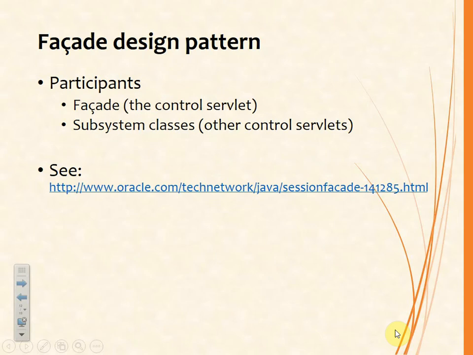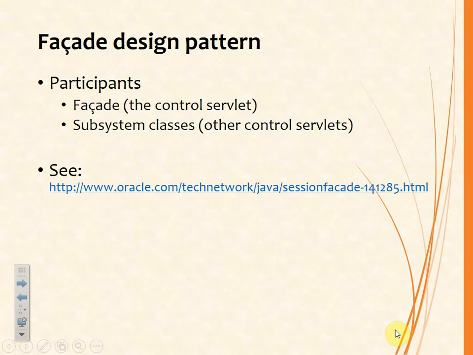Not too many participants in this pattern. We have just the facade, and we have subsystems. Now I've got here the control servlet as a facade. It's a front controller, it's effectively acting as a facade. But we could also put in our own facades for subsystems within our application.